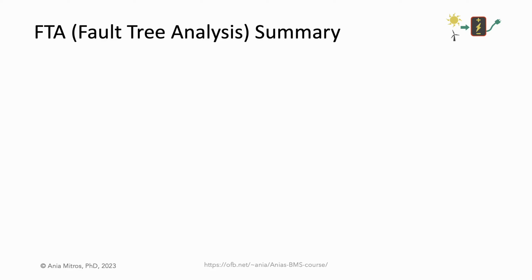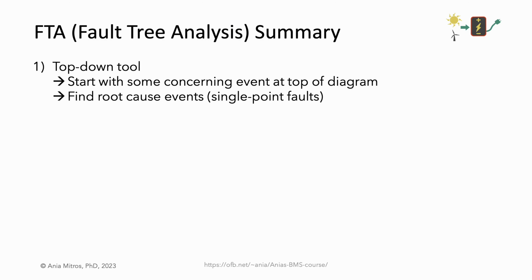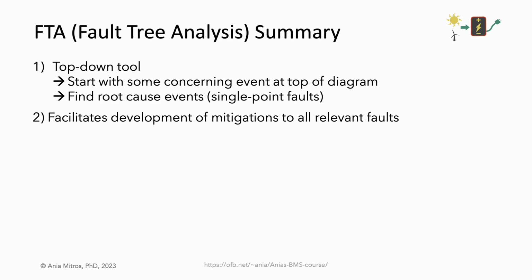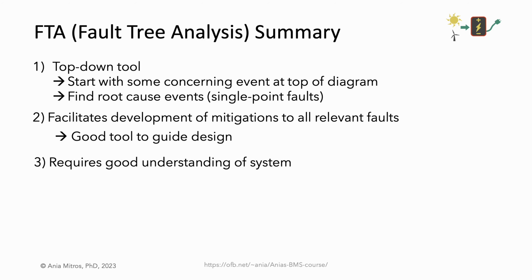To summarize, fault trees are a top-down tool wherein we start with some concerning top event that we wish to avoid and use an FTA to identify all single-point faults that could lead to that concerning top event. Fault trees are useful because they facilitate development of mitigations to all relevant faults. They are a good tool for guiding design and simple enough for design engineers to use in addition to their other responsibilities. They require a good understanding of the system, so are best done by an interdisciplinary team.